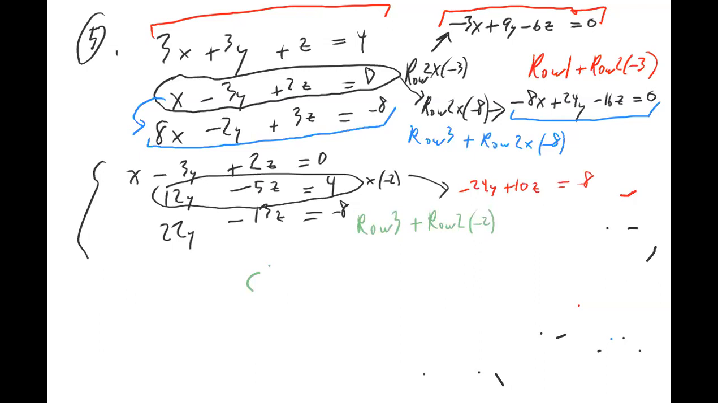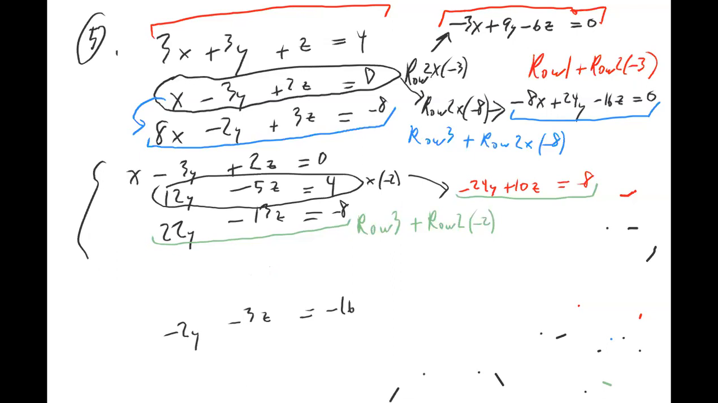Now I'm going to take that row 2 times -2 and add it on to row 3. So I'm basically going to take this row 3 and that new thing and add them together. What that makes me get is 22 plus -24y is -2y. And then 10z plus -13z is -3z. And then -8 plus -8 is -16. That's great.